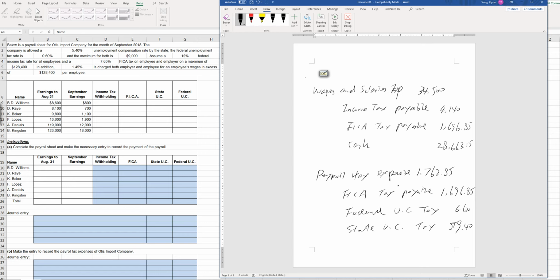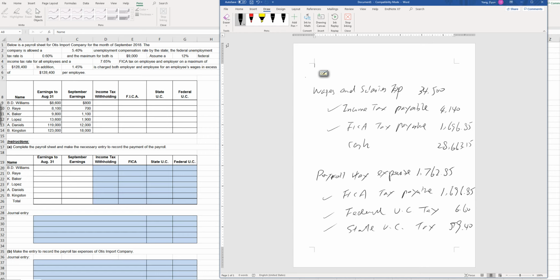And in the last journal entry, we make a journal entry to record the payment. Basically, the company is going to pay off all these payables. So debit all these payables and then credit cash. That's it for the last journal entry. All right, this is for the first problem.